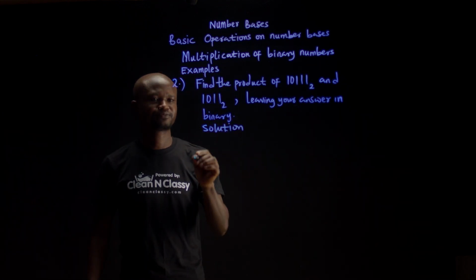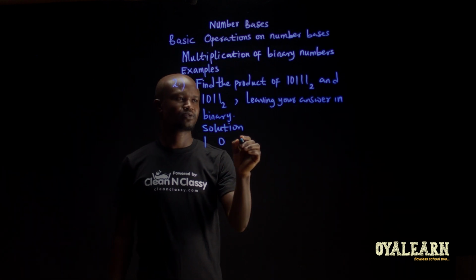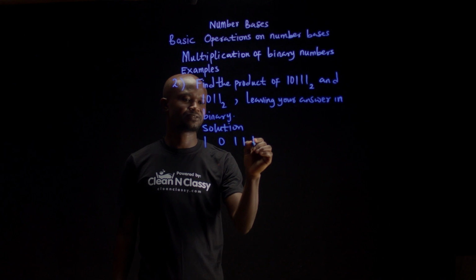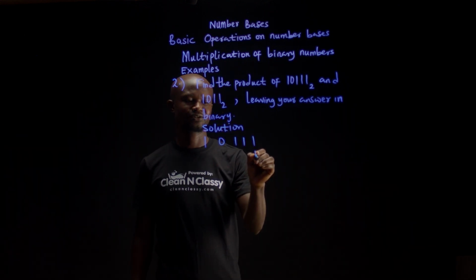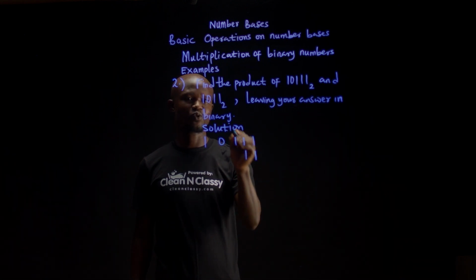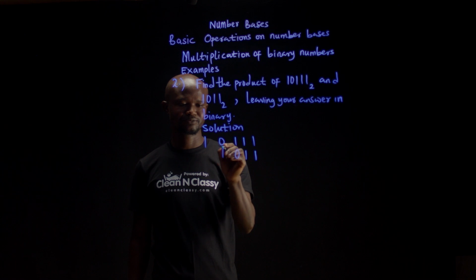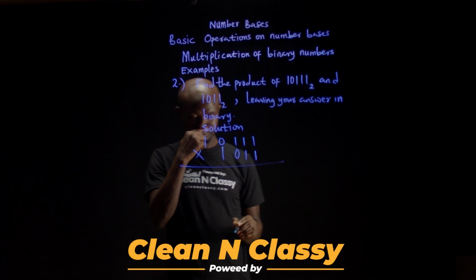We have 1 0 1 1 1, and we have from the back. You write this from the back, same position: 1 1 1 1, then 0 1. So we multiply. Multiplying now.